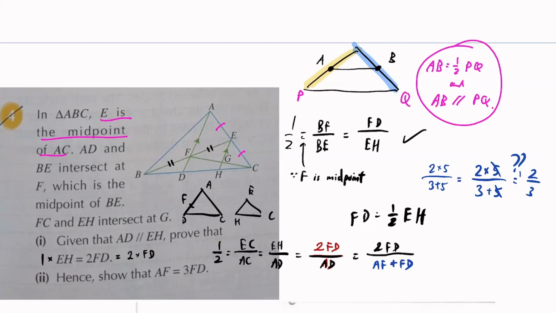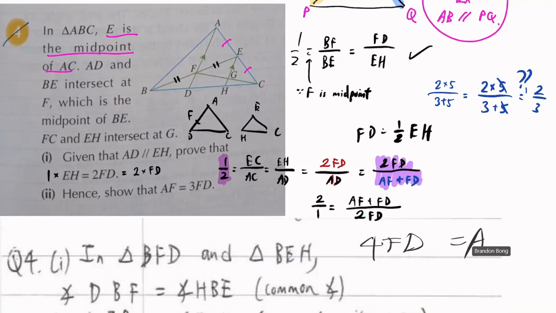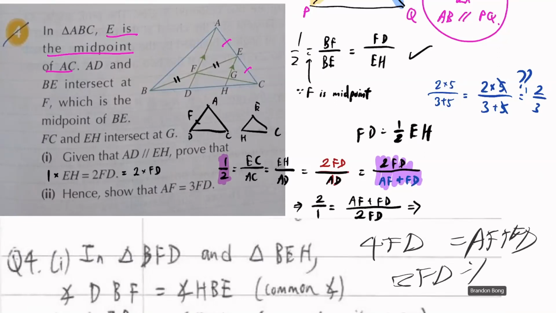So what you should do instead is to hope that the denominator only has a single term. If you see a plus or minus, wow, very bad. So what's a better way, a trick? How about if we flip both sides of the fraction? Can you see that half equals this fraction? How about if we flip it around? We end up with 2 over 1 equals AF plus FD over 2FD. Very useful, because it's 4FD equal to AF plus FD. Therefore, 3FD equal to AF. Done.